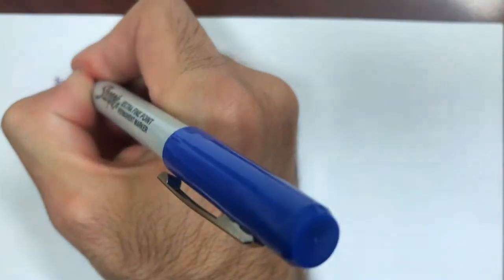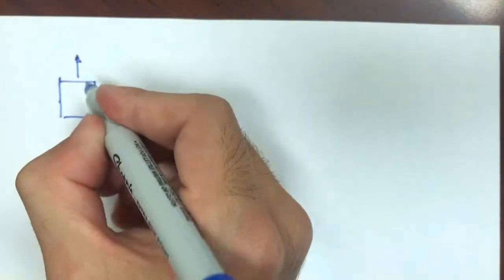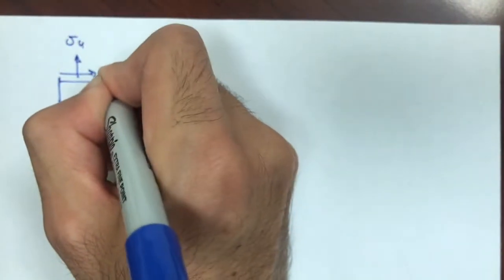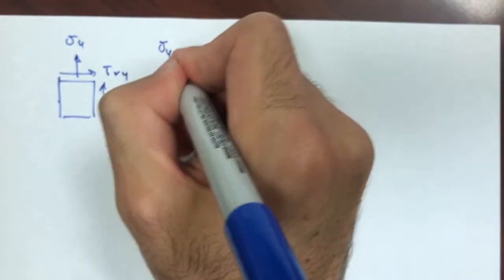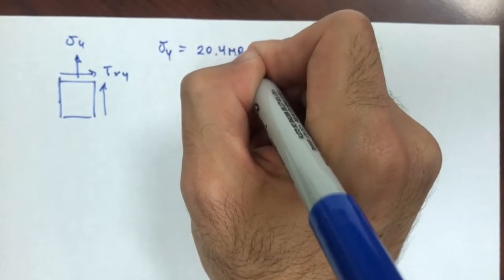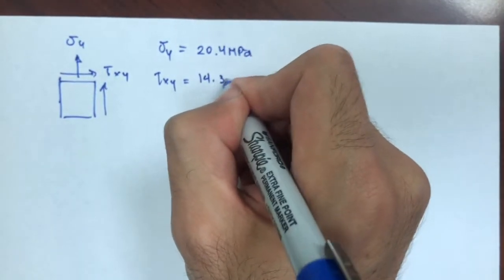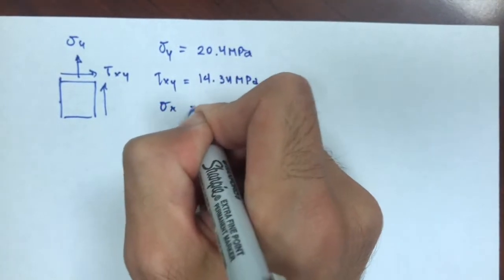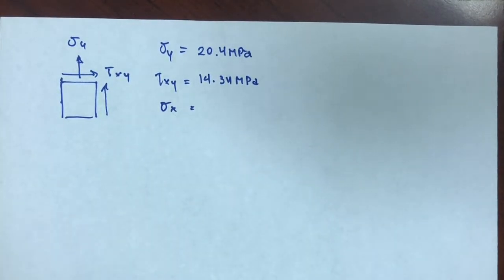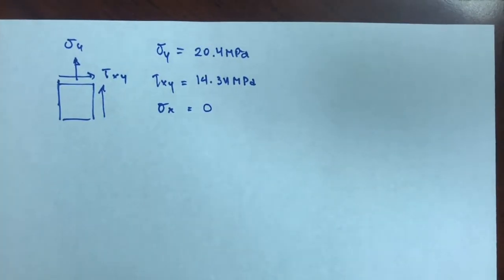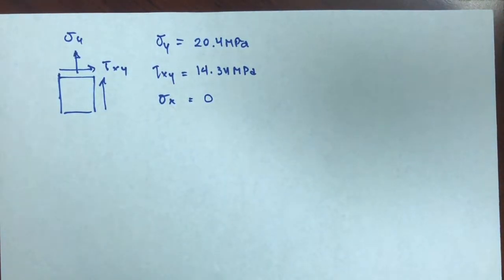So basically, what I have once again is just a sigma y, which is 20.4 megapascals, and a tau xy of 14.34 megapascals. Sigma x, like I said before, because it's not a tank and it's not under pressure, because there's no other ways to find normal stresses in the x direction, this is just 0. Okay, so it's going to be a pretty simple Mohr circle.